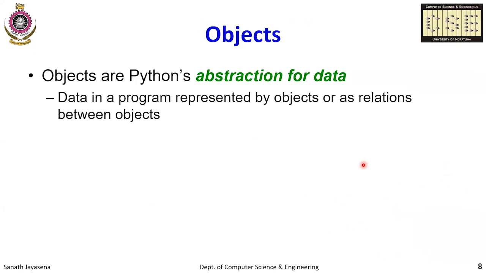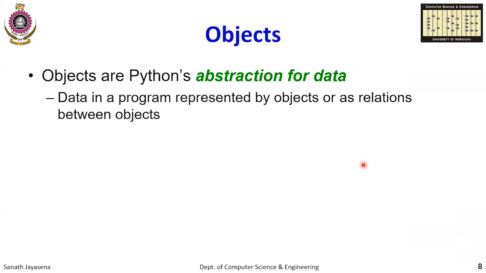So we have some idea from the examples we have seen. Now let's look at objects. Objects are basically data items, right? We say objects are Python's abstraction for data. That means data in a program is represented by objects or by relations between objects. So another way to understand it is simply data items, right?